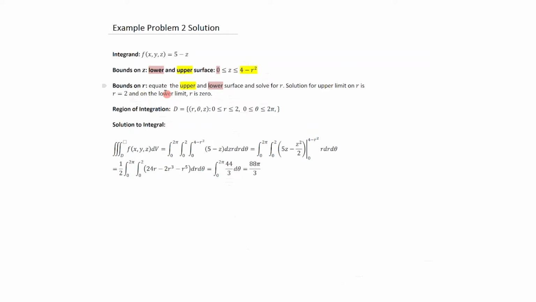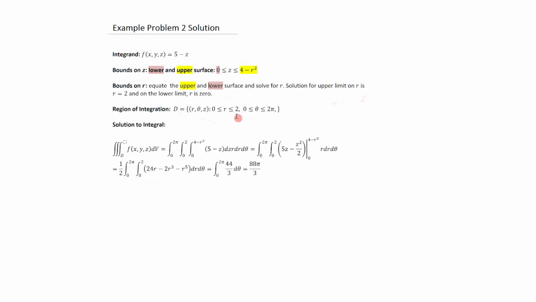The bounds in r, what are they? We equate the upper and lower surface, that's basically this, and solve for r. So 4 minus r squared equals 0. So the solution for the upper limit on r is r equals 2, which is obtained from this solution. R equals minus 2 has no meaning because r has to be greater than 0, and the lower limit of r will be 0. So now we basically have everything we need.